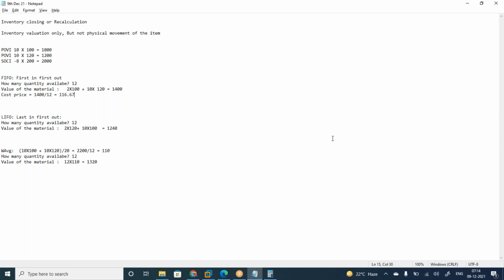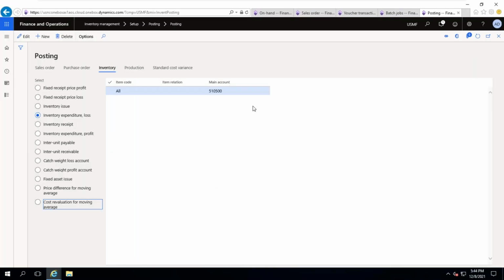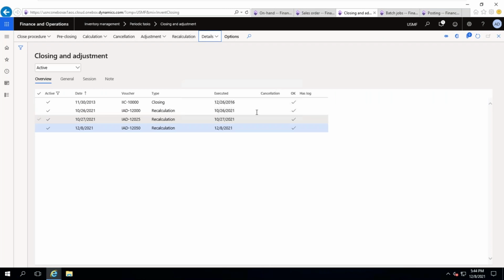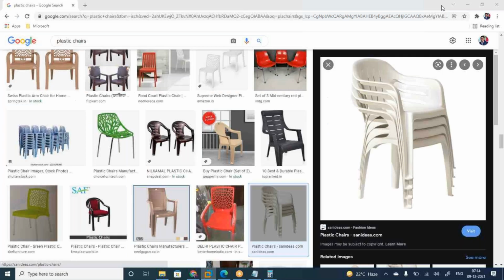No, that's why I told you, there is actually a difference between these two, inventory closing and recalculation. Let me explain the difference, but I'm not giving the answer to your question yet. I will give you that in a few minutes. Let me show you here. There is inventory closing, one is closing, another one is recalculation. There are two options.